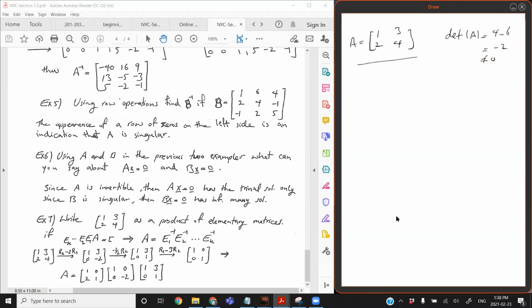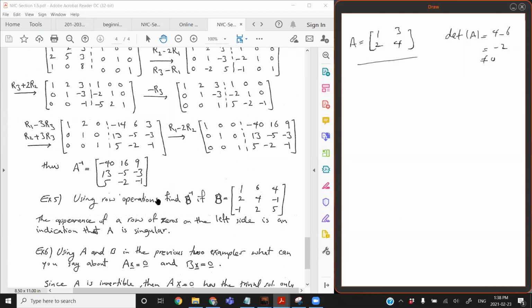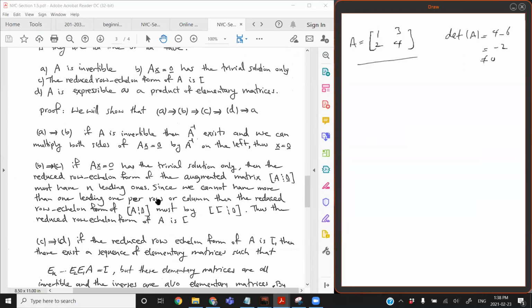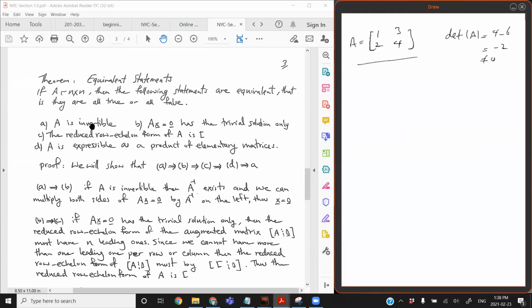So we know that this matrix is invertible. And we also have a formula for the inverse of a 2 by 2 matrix, so we don't even need the inversion algorithm. But the question is, write this as a product of elementary matrices, and we know this is possible because it's in the theorem over here. We know that if A is invertible, part A, then part D, A is expressible as a product of elementary matrices. So we want to do that.